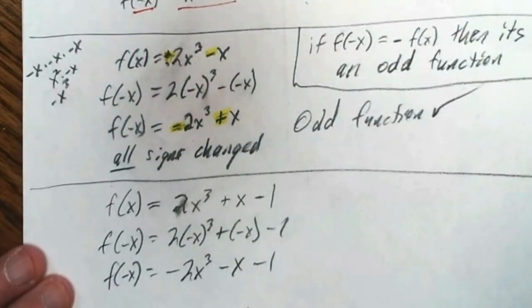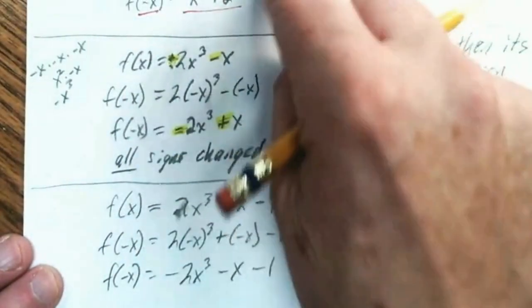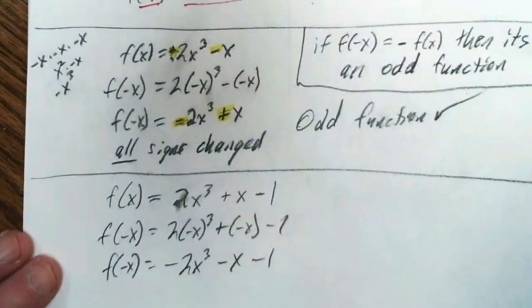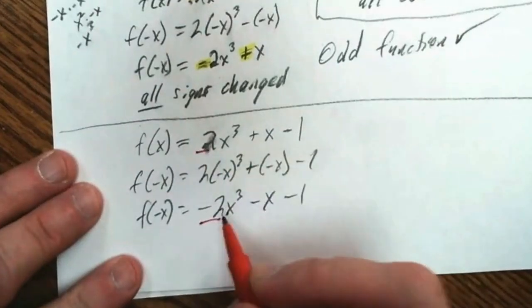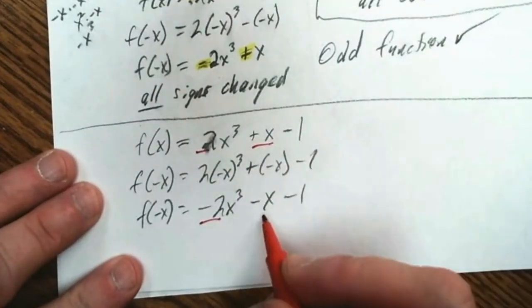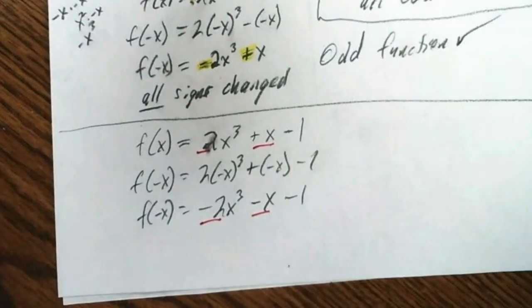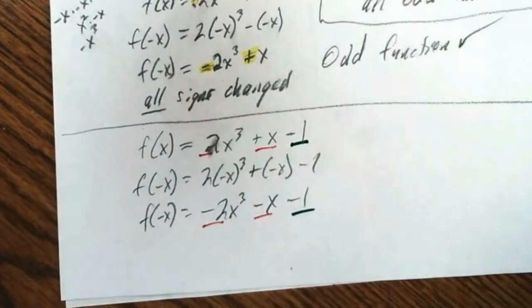Well, if I look at what's required for it to be even, it has to end up exactly like it started. Well, this is not exactly like it started. Because up here we've got 2, down here we got negative 2. Up here we got x, down here we got negative x. And this was negative 1. It's still negative 1.